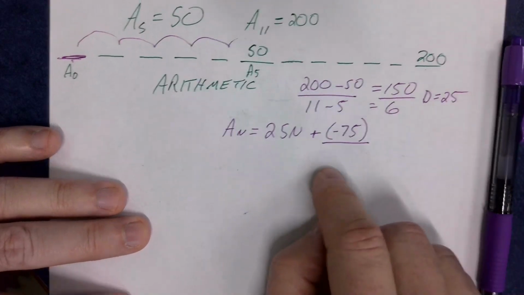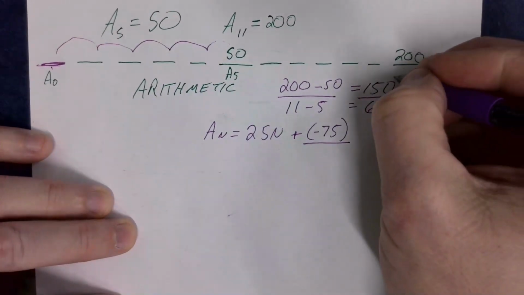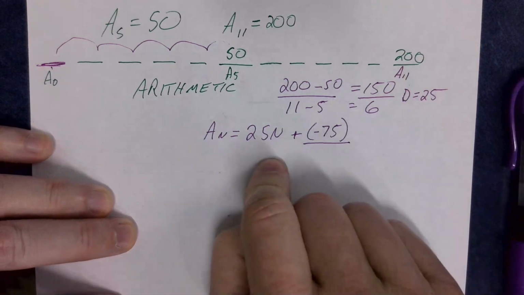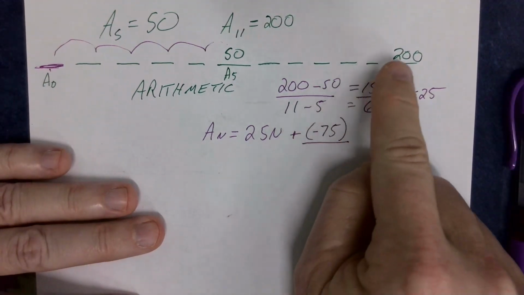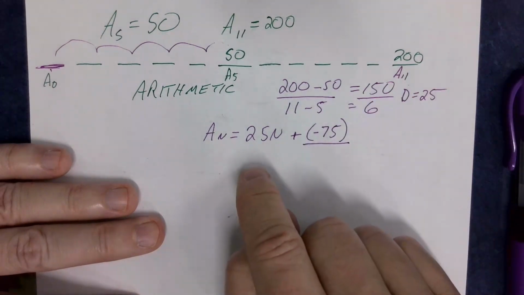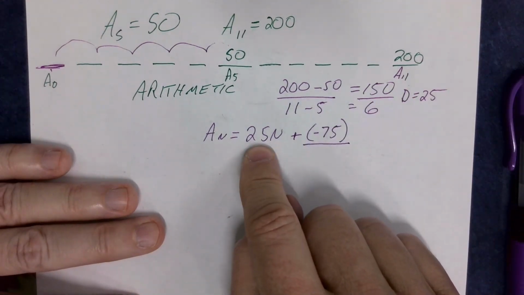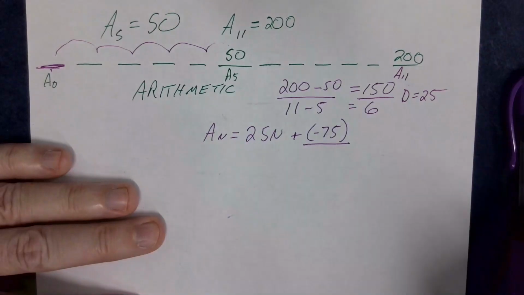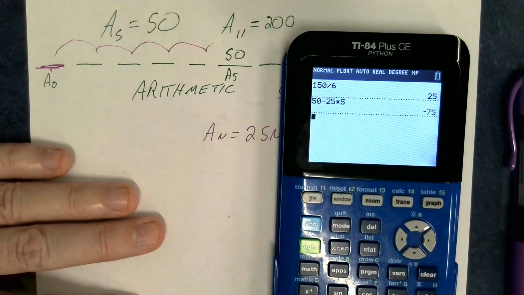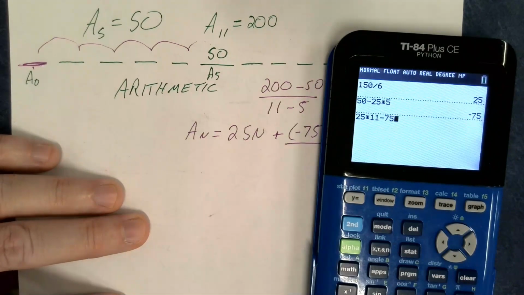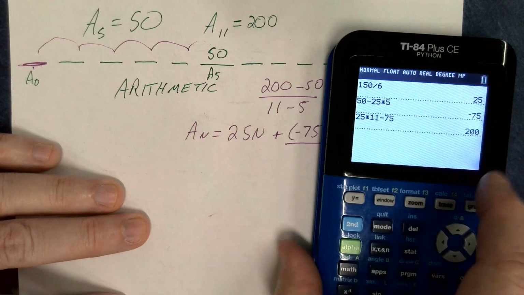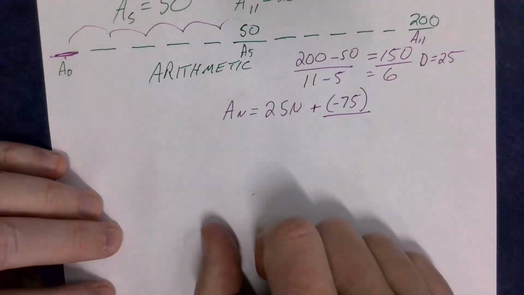Now I could do a quick little check. This is supposed to be a sub 11, and I would always do this before I move on and try and answer any of the questions. I would plug 11 into the 25n to see if it gave me 200. So here we go: 25 times 11 minus 75, right? That's the minus 75 right there. I get 200. So that means that this sequence actually works.